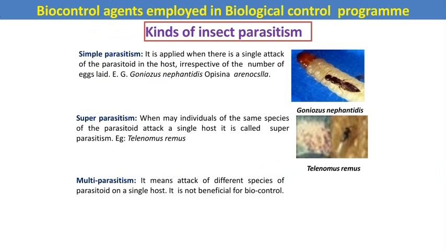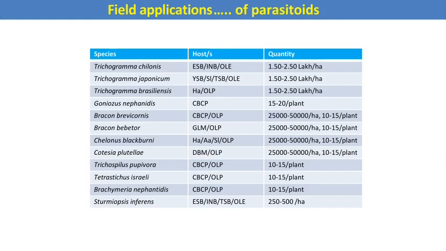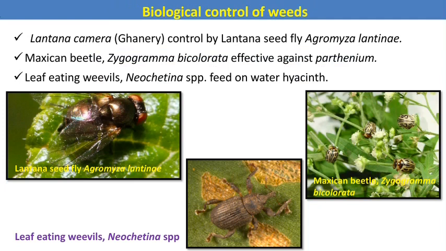In simple parasitism, there is a single attack of the parasitoid on the host. In superparasitism, individuals of the same species of parasitoid attack a single host. And multiple parasitism means attack of different species of parasitoids on a single host. These are the different recommended or mostly used parasitoids against the different insect populations. This is the dose.